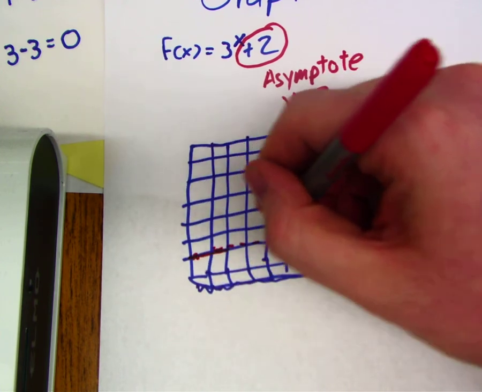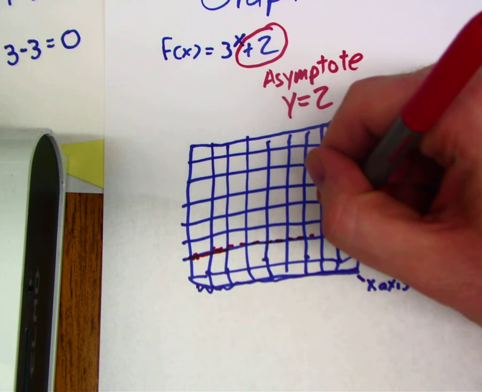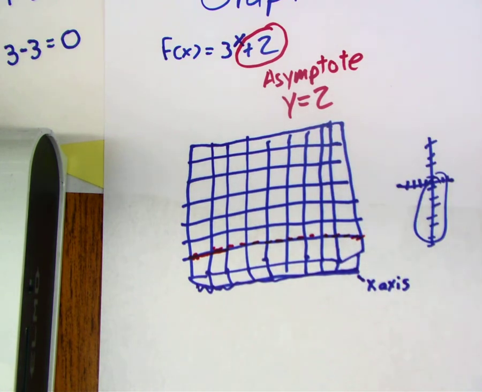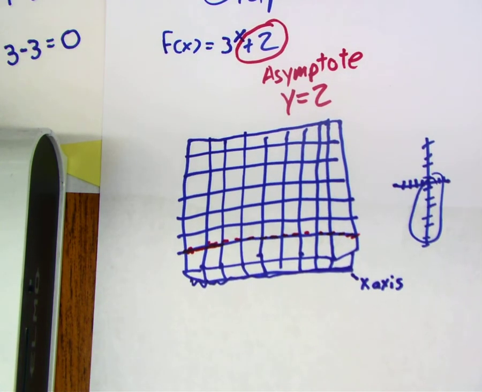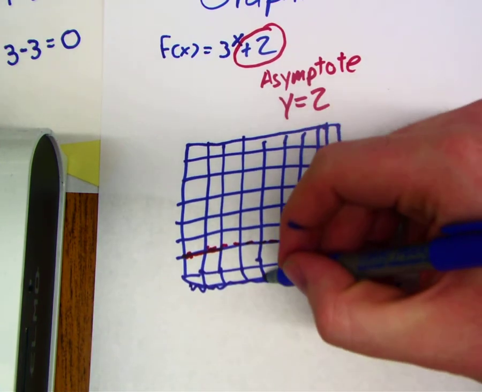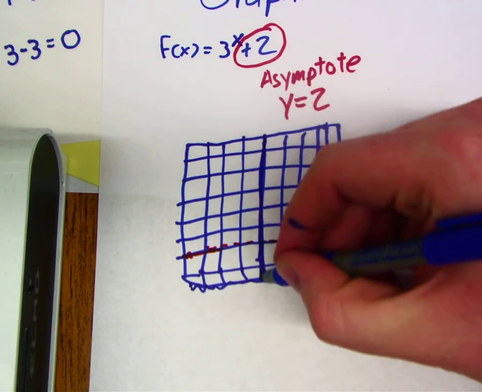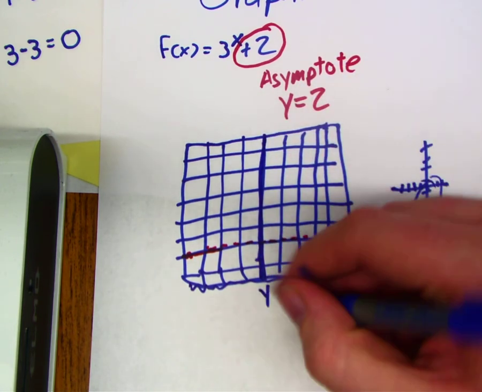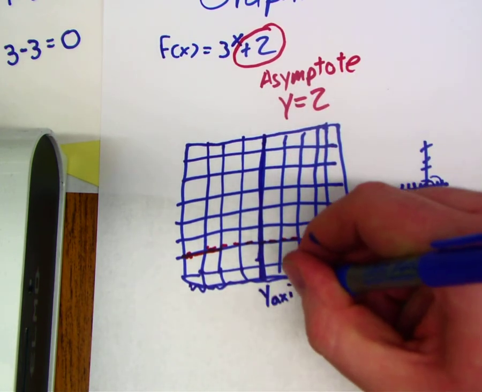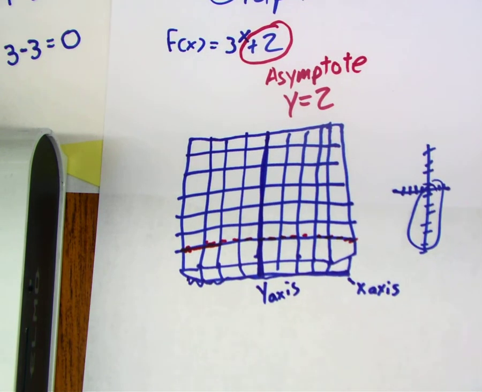And in this space, that's where I will put in my y equals 2 asymptote. So there's that. And then we'll just go right up through this middle section here, and we'll say there is the y-axis. And isn't that lovely? Okay.